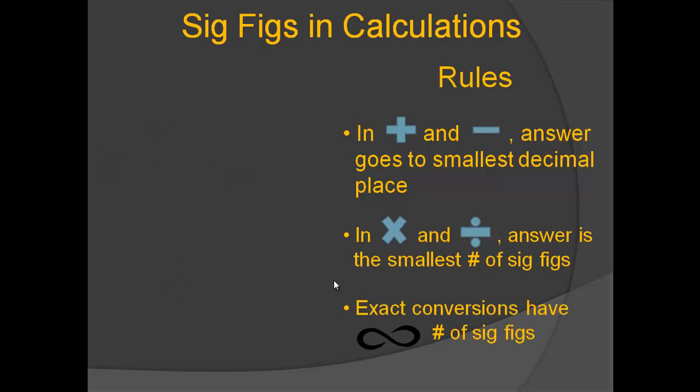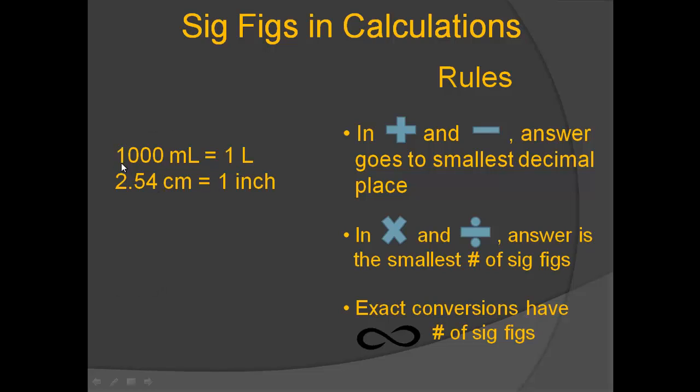Okay, so the last piece of information you need for SigFigs and calculations is that exact conversions have an infinite number of significant figures. This little symbol here means infinite. So what does that mean? We're going to be doing conversions. We're going to be using the factor label method very soon to convert units to other units. And most of the time we're going to be using these exact conversions.